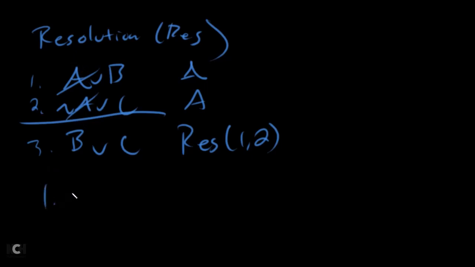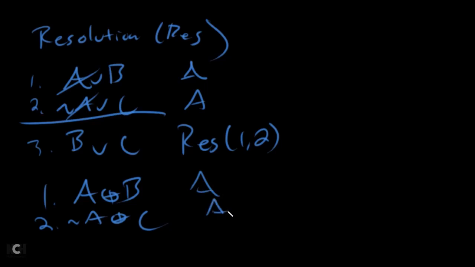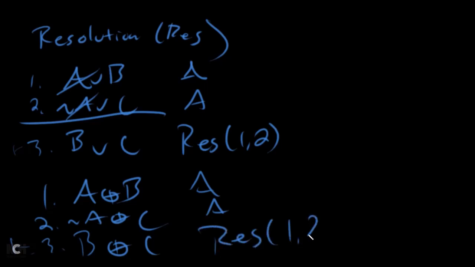Same thing works with XORs. If I say A XOR B, and also I've got squiggle A XOR C, and let's say these were my assumptions: I'm either in Georgia or North Carolina, and I'm either not in Georgia or South Carolina. What does that mean? Well, that means I can say, certainly, I'm either in North Carolina or I'm in South Carolina, but not both. Resolution, 1 and 2.